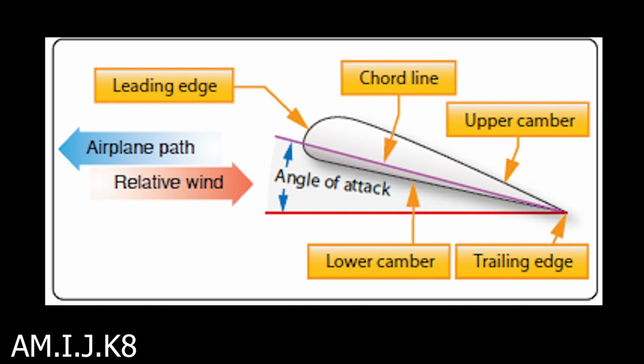The angle of attack is another crucial factor. It's the angle between the airfoil's chord line and the relative wind. As the angle of attack increases, so does the lift generated by the wing. However, if the angle of attack becomes too steep, the airflow can separate from the wing, leading to a decrease in lift. This condition is known as a stall, which can be dangerous if not managed properly.